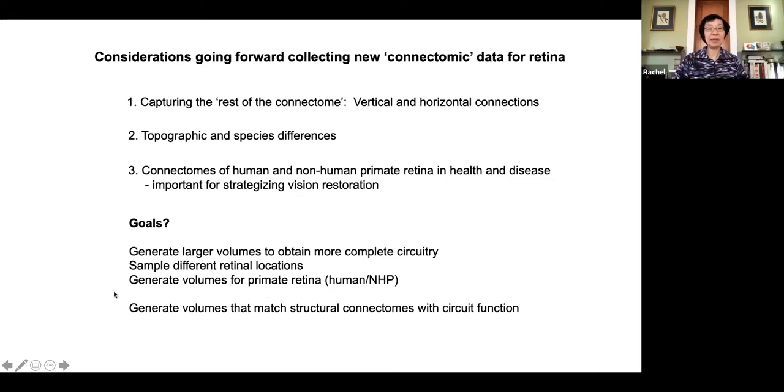different species. And what I haven't talked about, and Steve will now carry on to bring out this topic, is to try and match these structural connectomes that we can get from serial EM data with circuit function. And I'll leave him to tell you more about that.